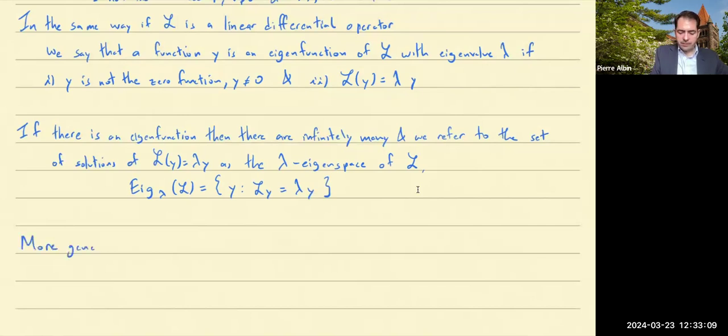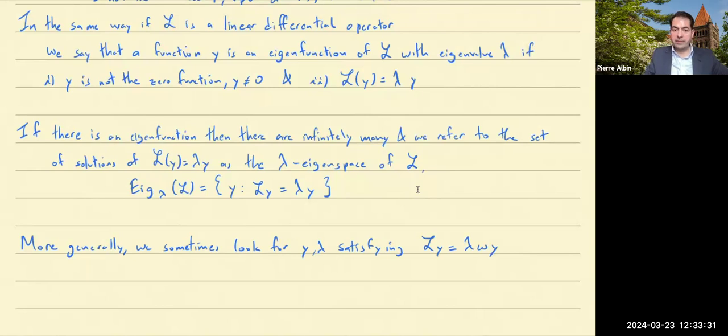More generally, we sometimes look for y's and lambdas satisfying that L of y is equal to lambda times w times y. So you should think of this w as being some weight function. In this case, we call these weighted eigenfunctions.